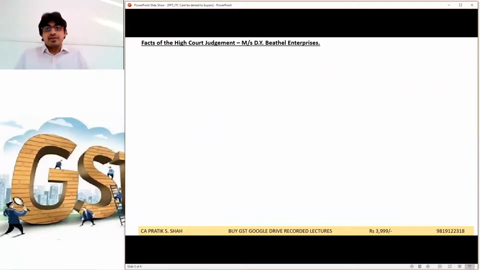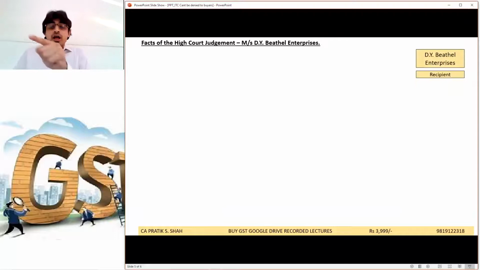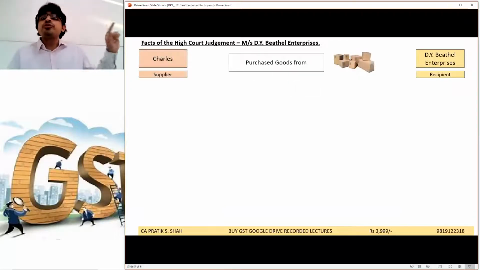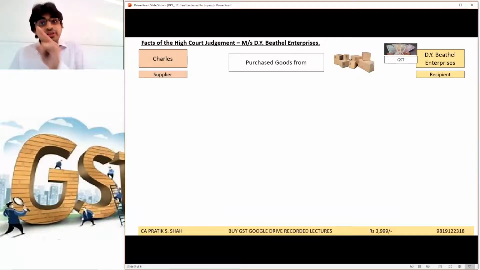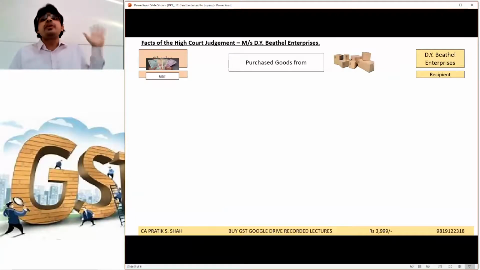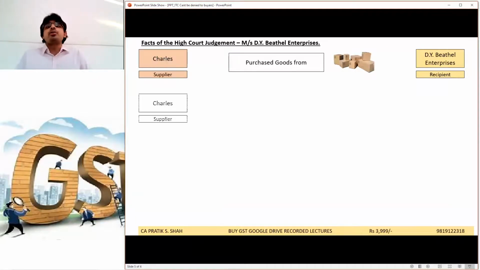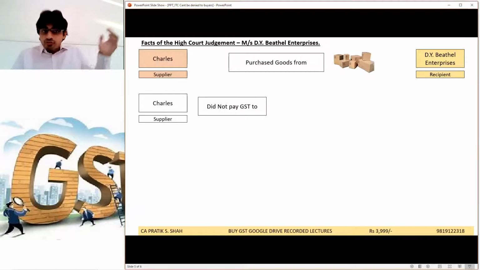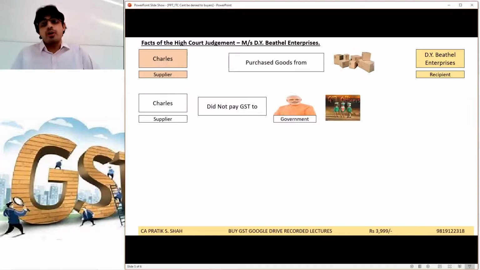Now, part 2, D.Y. Beathel Enterprise. What this Madras High Court judgment says, listen carefully. D.Y. Beathel, it was a recipient. It purchased goods from Charles, the supplier. Now the recipient, D.Y. Beathel, has correctly paid GST to the supplier. Recipient has done its part. Now, Charles, whatever GST it collected, it did not pay the GST to the government.